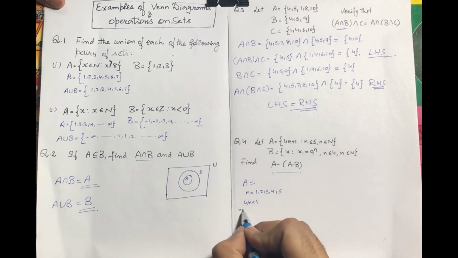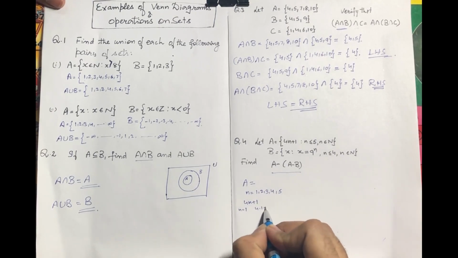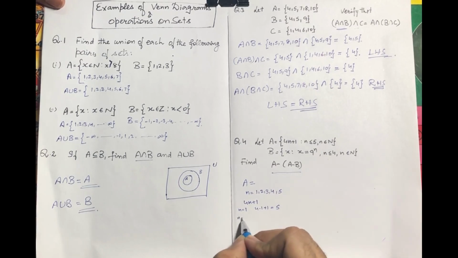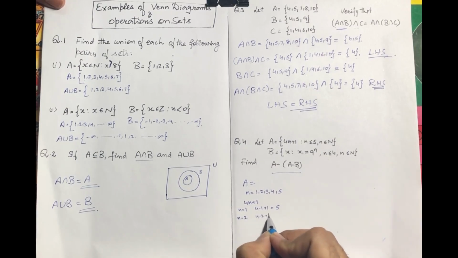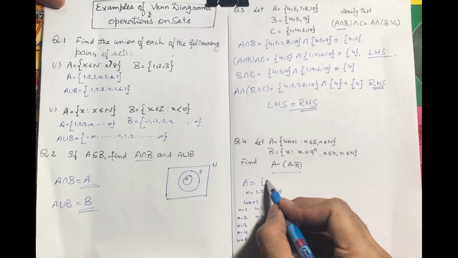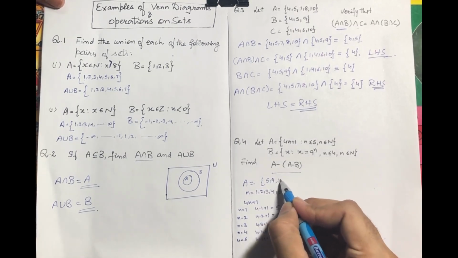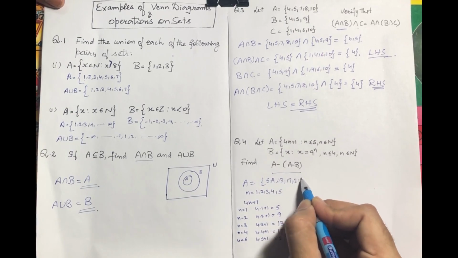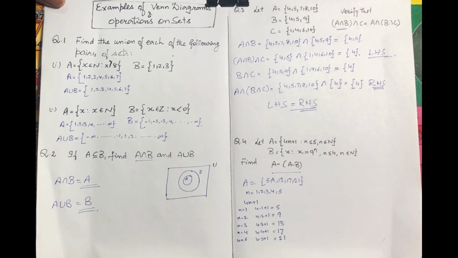So first we put n is equal to 1. 4 into 1 plus 1, how much we get? 5. For n is equal to 2, 4 into 2 plus 1, 9. For n is equal to 3, 4 into 3 plus 1, 13. For n is equal to 4, 4 into 4 plus 1, 17. For n is equal to 5, 4 into 5 plus 1 is 21. What are the elements of A then? They are 5, 9, 13, 17, 21. So similarly we find B.